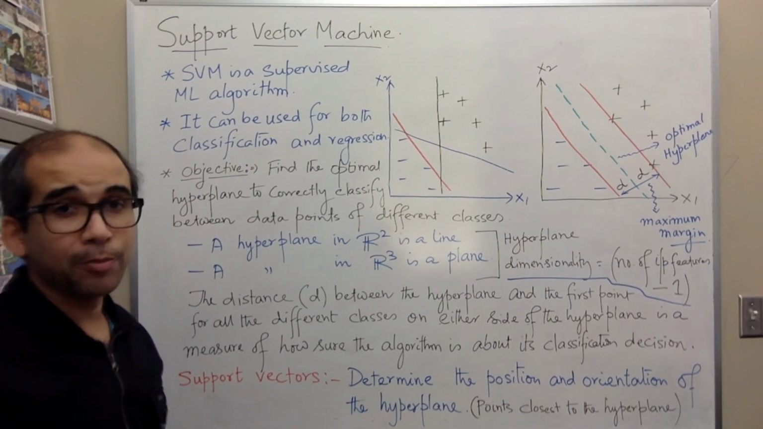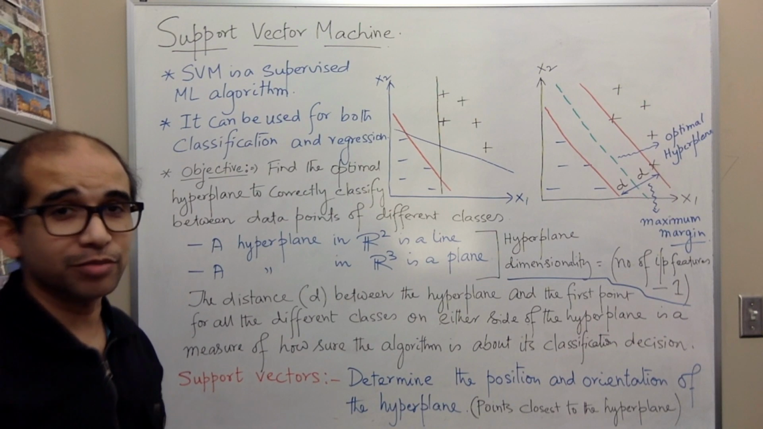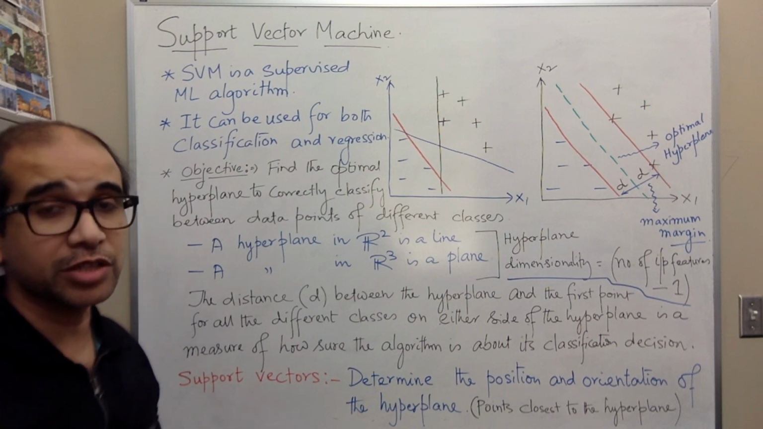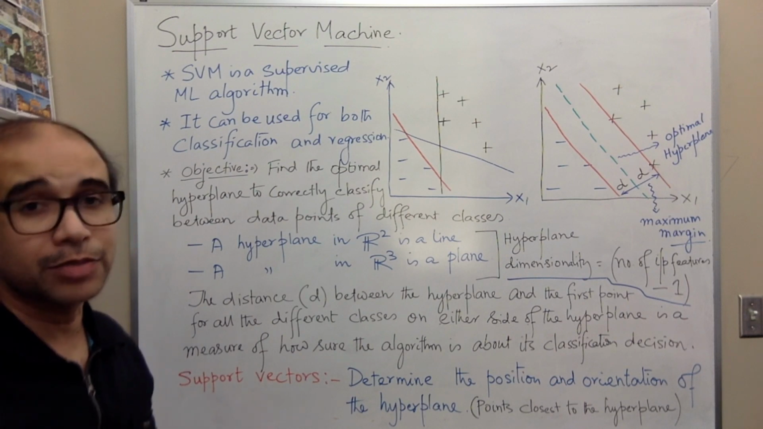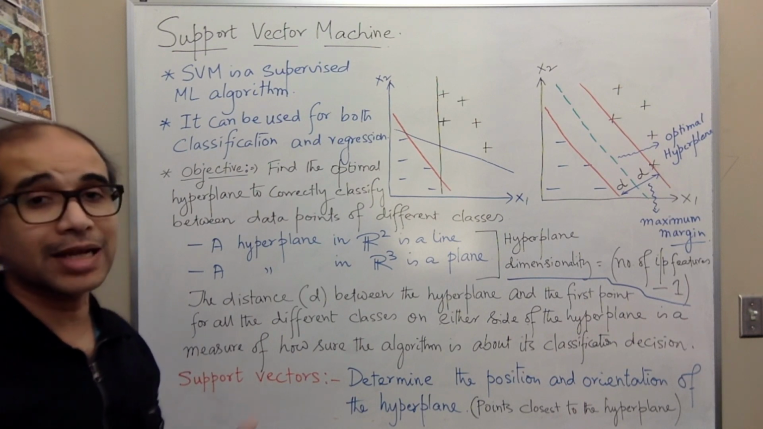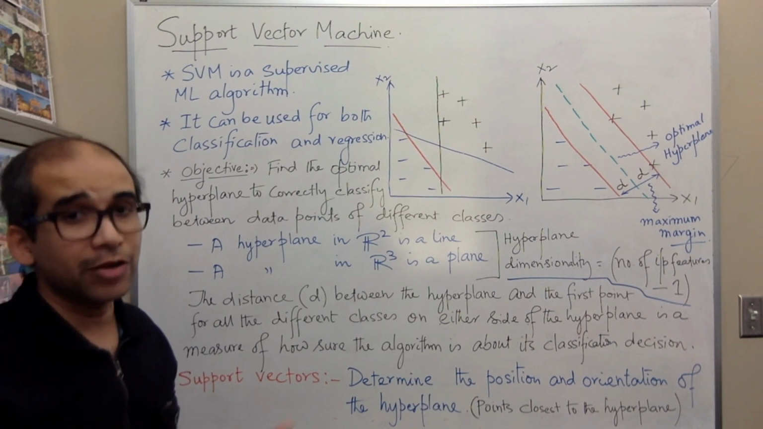In this video we talk about support vector machines. This is not any particular machine, although it's called a support vector machine. Support vector is something which we'll talk about. This is a supervised machine learning algorithm, and it's mostly a classification algorithm. It can be used for both classification and regression though.